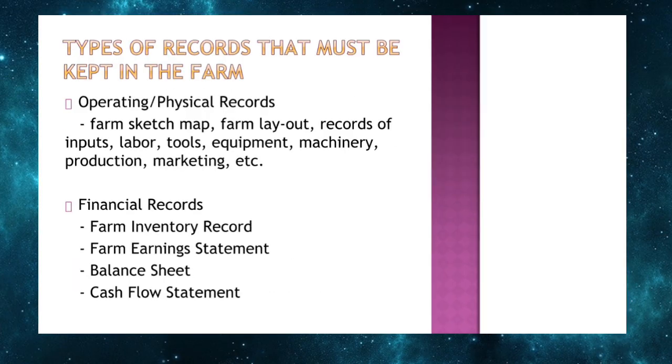This slide presents the two major types of farm records that every farm business must maintain. First are the operating or physical records, which include farm maps, layouts, labor records, tools, equipment, machinery lists, production logs, and marketing records. These provide information about daily operations and productivity. Second are the financial records, which include the farm inventory record, farm earnings statement, balance sheet, and cash flow statement. These documents help measure financial performance and guide important business decisions. Keeping both types of records ensures that the farm is managed efficiently and transparently.